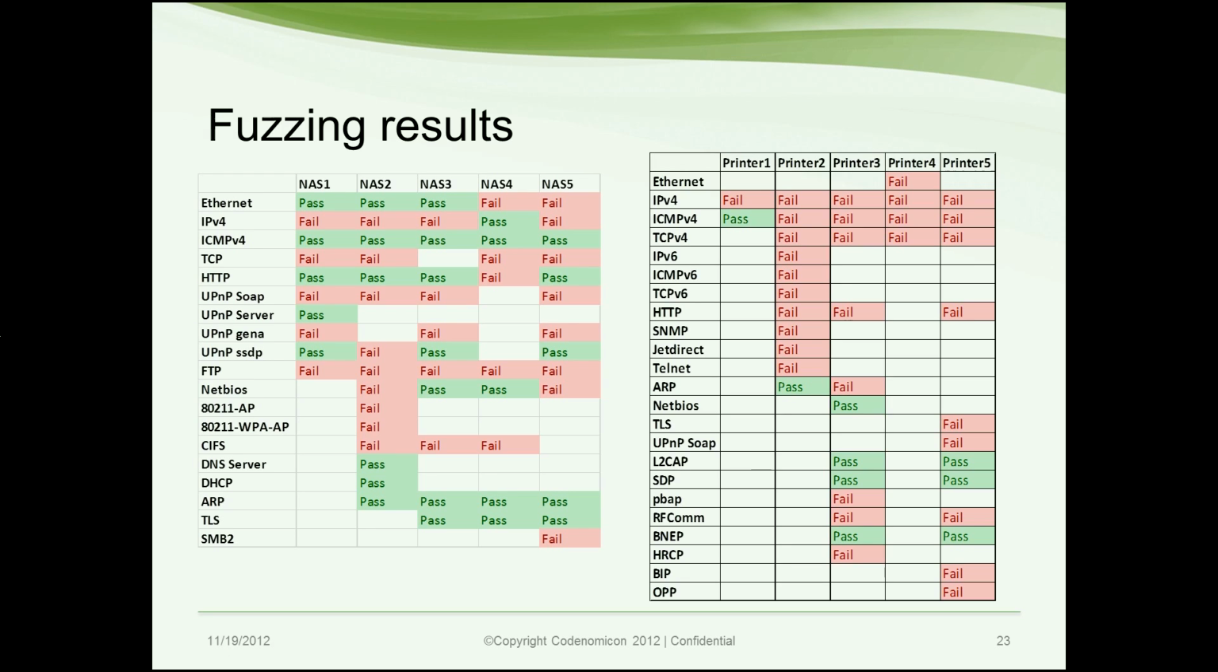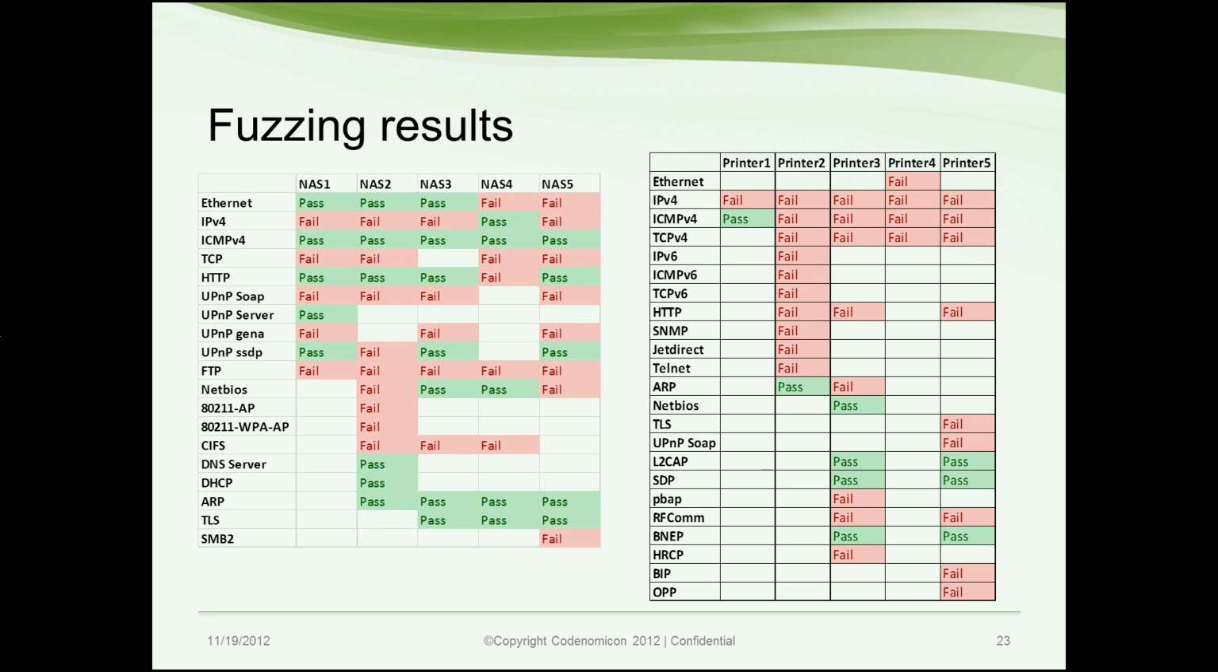So this is a quick slide about some results that we found while fuzzing the connected devices we talked about. Network attached storage is in the table on the left. You see that for each device in this category, these are 5 devices from different brands, there are protocols on which they fail, although some of them might pass a specific protocol, for example, in this case ICMP for IPv4.